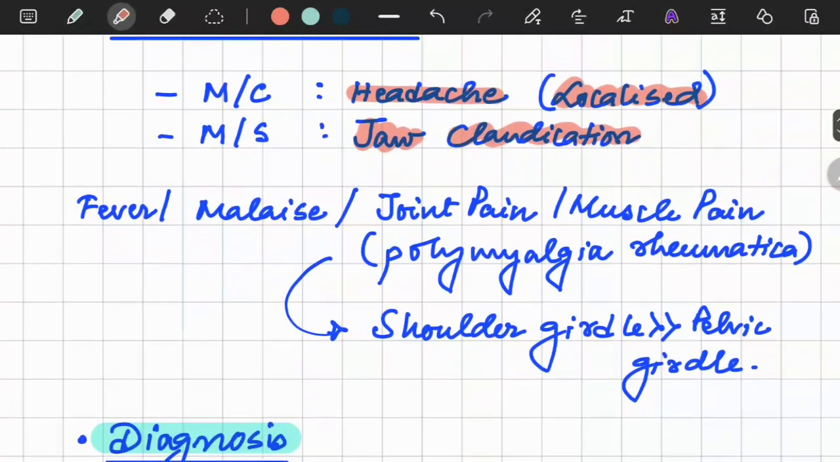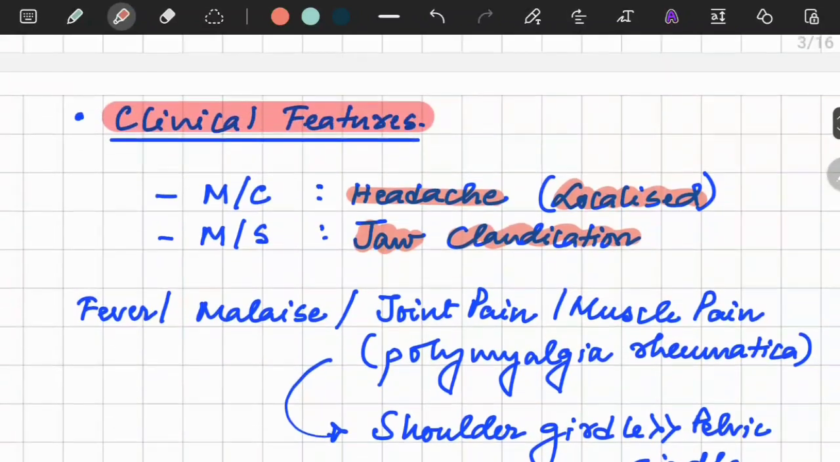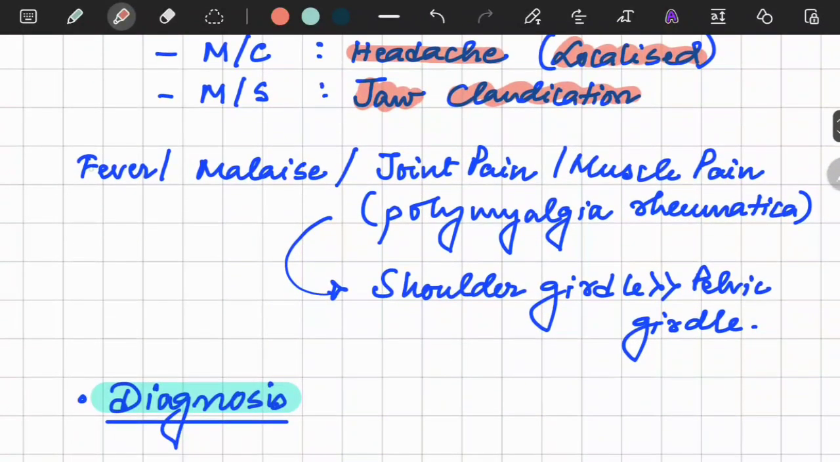Other than that, some non-specific clinical features are also present, like fever, malaise, joint pain, muscle pains, which is also known as polymyalgia rheumatica. Now, as we talk about joint pain, shoulder girdle pains is more as compared to the pelvic girdle pains.